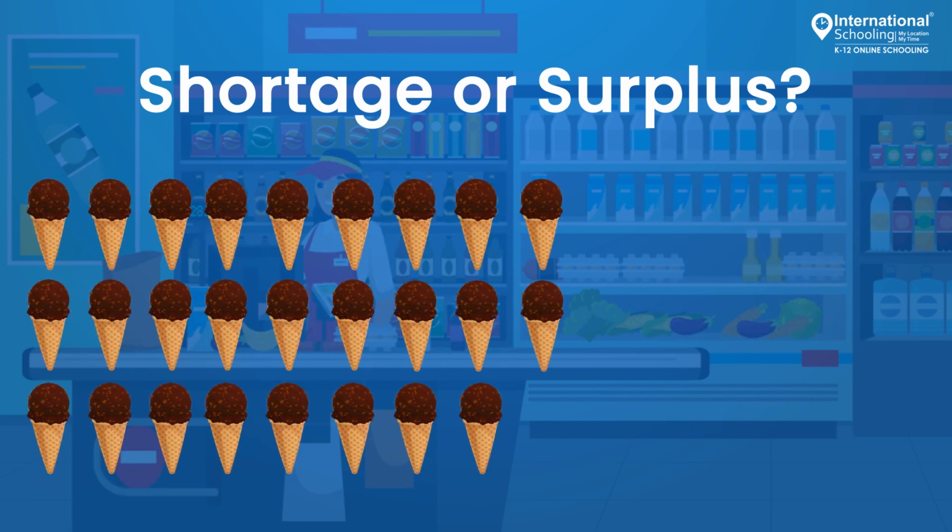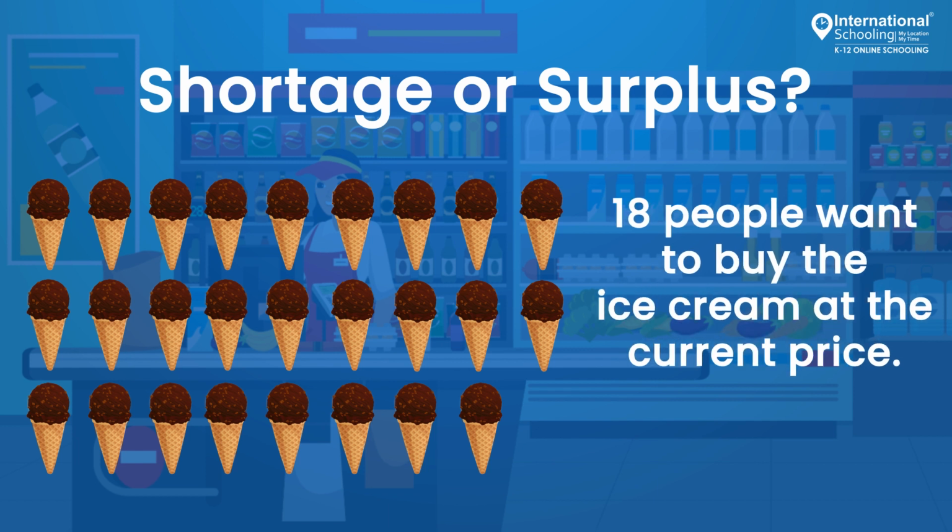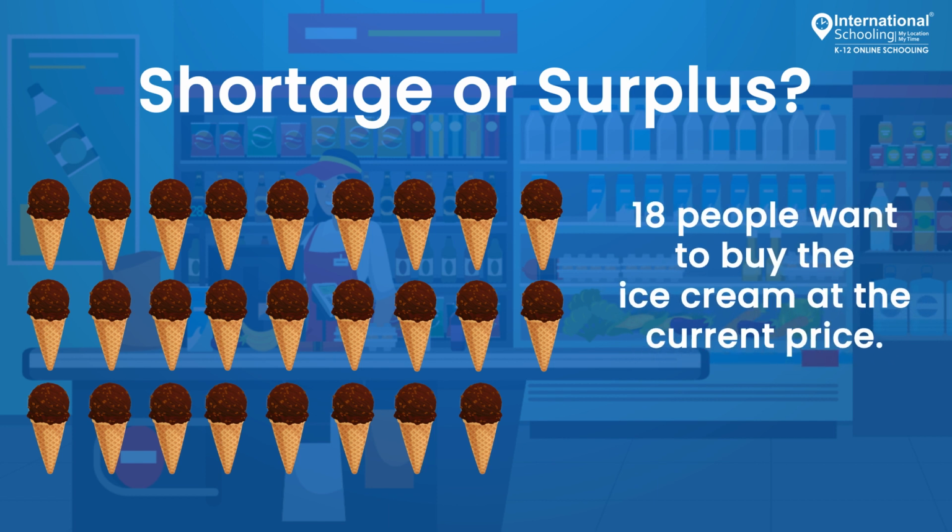Our last example is an ice cream shop. Tasty. Let's say there are 26 ice cream cones available for sale, and there are 18 people who want to buy the ice cream at the current price. Interesting situation. 26 ice cream cones, 18 people who are interested in them. Is there a shortage of ice cream cones or a surplus of ice cream cones? Which is it? Shortage or surplus?